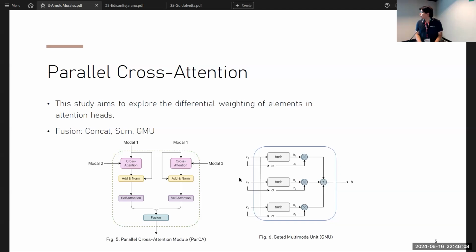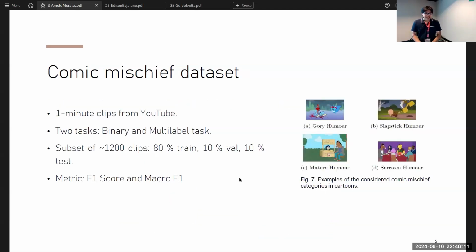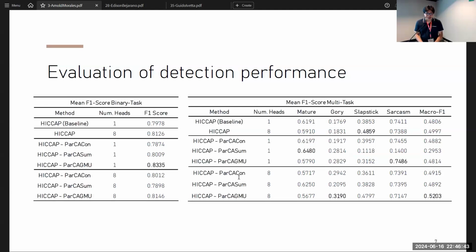That's our proposal. For our experiments, we are considering questionable content as comic mischief content. So we use this data set, which consists of 2 tasks, binary and multitask classification, in which we have 4 categories, which are gory, slapstick, mature, and sarcasm. And as it's a classification task, we used F1 score and macro F1 score as classification metrics.